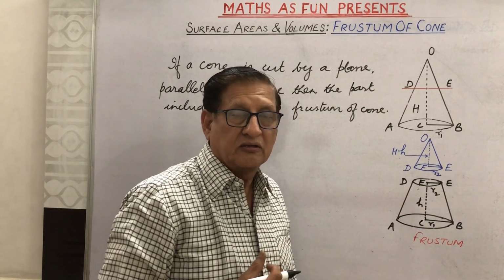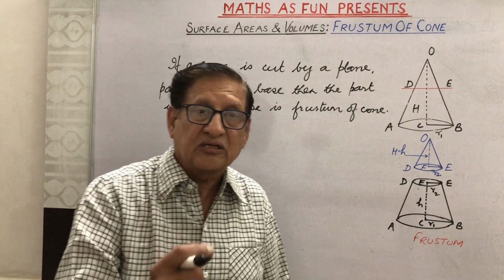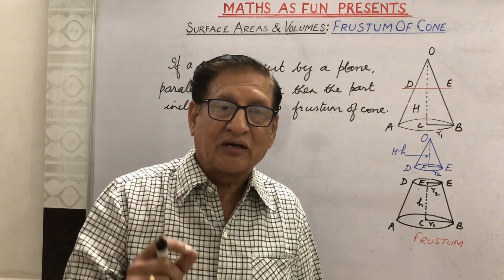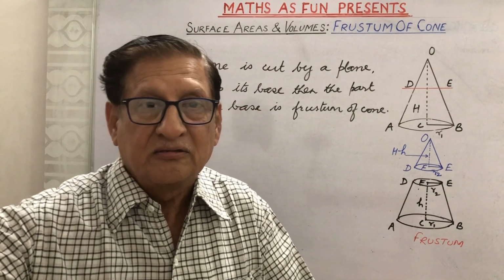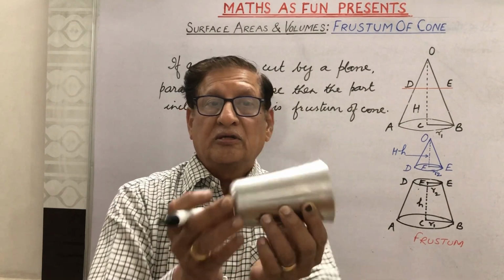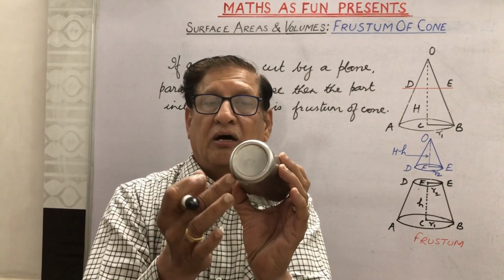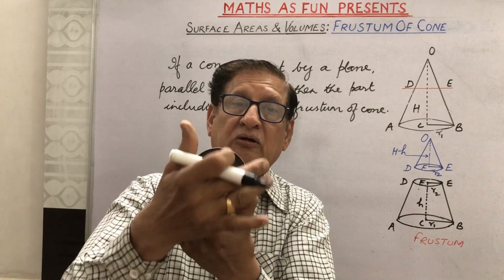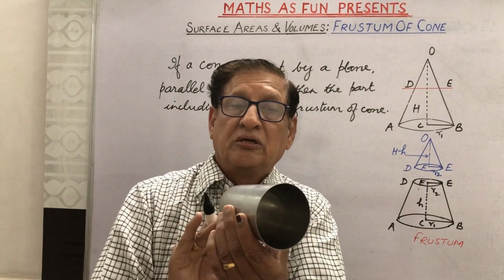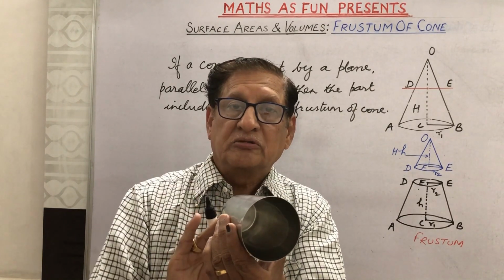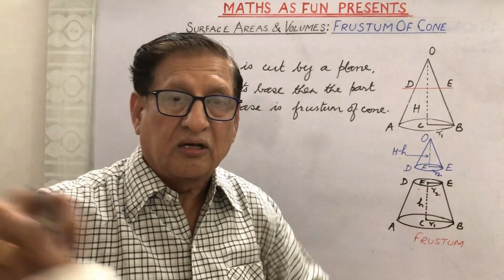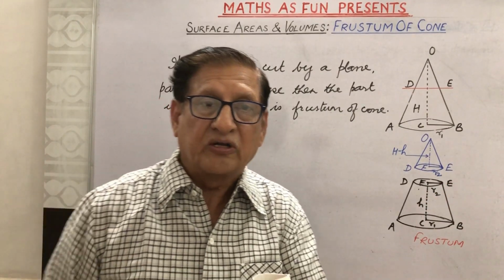Where do we find the frustum of a cone? The best example you are finding in your homes, that is the bucket. A steel glass like this, you can see this is a frustum of a cone. This is the upper part and this is the lower part of it. This is hollow of course, but if it is solid, then both the parts will be covered. Also we can see this thing with the demonstration of one of the cones.